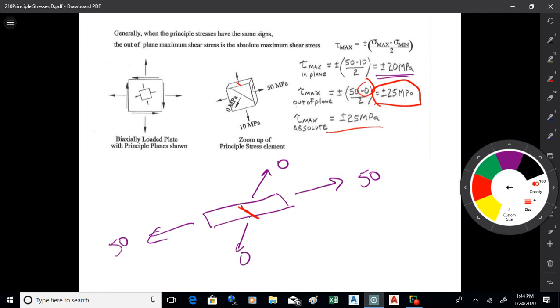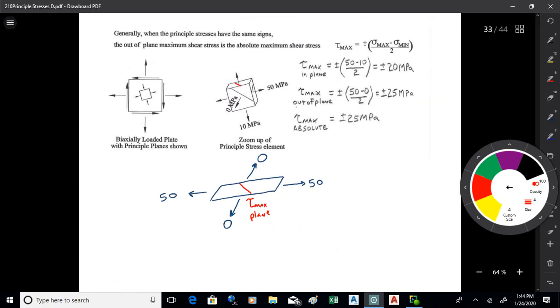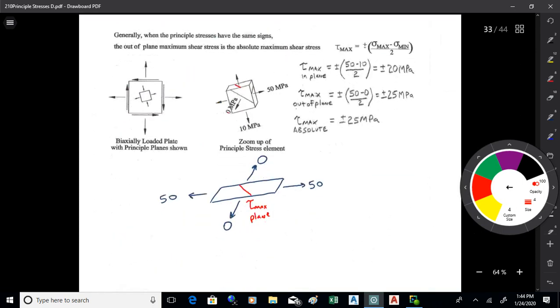Good with that? Talking there, I know, but that's kind of the last little bit of this. So it's something you got to keep an eye on. Okay. And later on, a couple of weeks, we'll see an example where that out of plane shear stress governs, and it's a big deal.